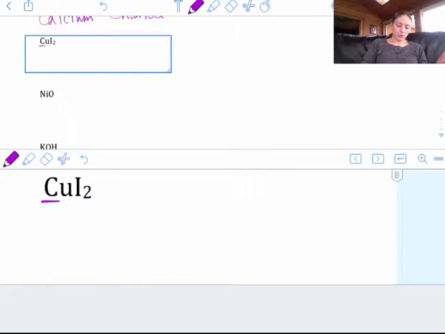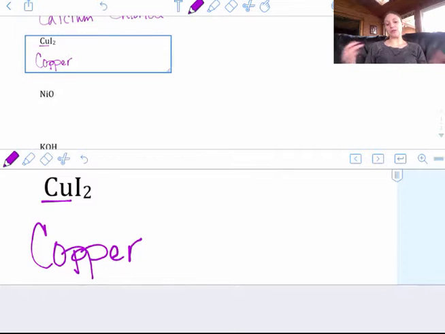But for right now, look at the next one. I have Cu. Well, Cu is copper. Then I ask myself, is copper a transition metal? Yes, copper's in the D block. So that means I'm going to need some kind of charge there.